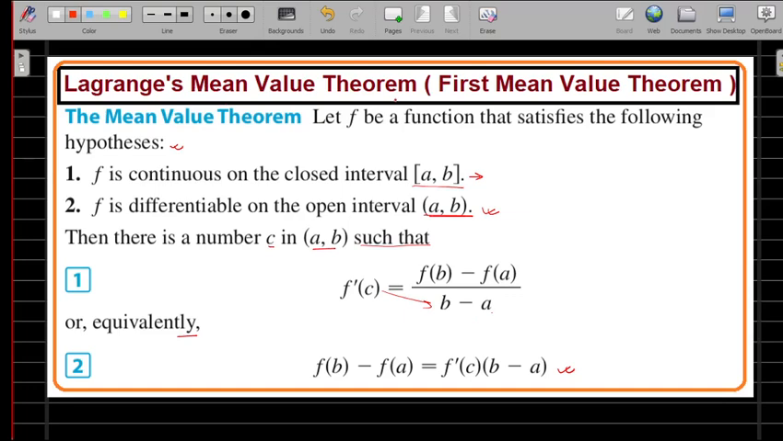This is the statement of Lagrange's mean value theorem. So first, f is continuous on the closed interval [a, b]. Second, differentiable on the open interval (a, b). There is a number c in (a, b) such that f dash c equal f of b minus f of a by b minus a, or equivalently f of b minus f of a equal f dash c times b minus a.